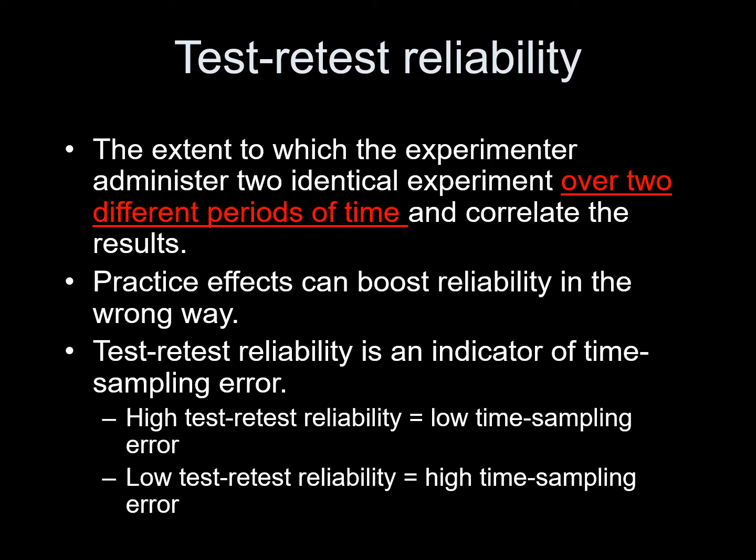So this is an indicator of time sampling error. So what is time sampling error? Well, time sampling error is basically, as the passage of time goes on, how likely there are errors that are involved with it. In other words, if you have a high test-retest reliability, then that would mean that you have low time sampling error, and vice versa.